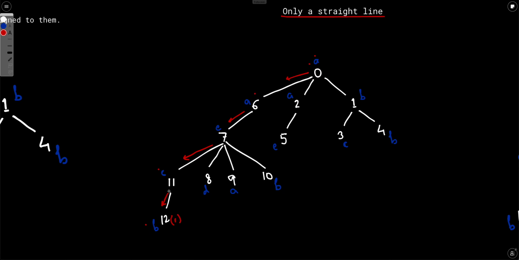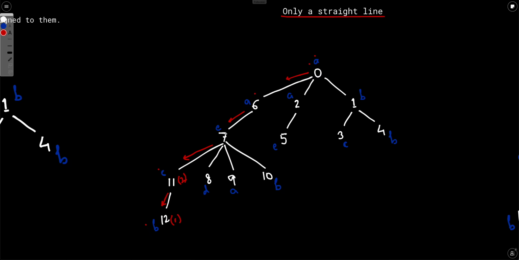So the longest path from 11 will be the longest path from 12 plus 1, right? So that is one candidate. Here only one child is there, so that's the maximum. Otherwise, if there are multiple children, we will try to take the maximum over all of them. So the answer for this would be 2. The longest path from 11 will be 2.